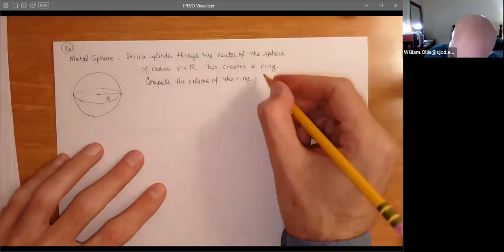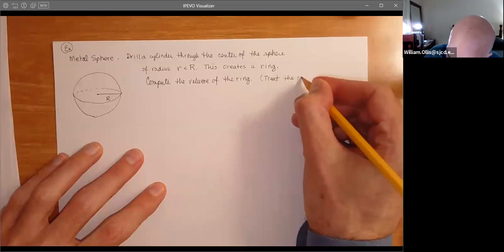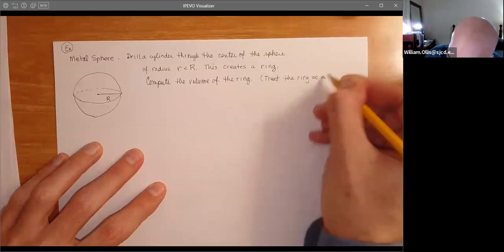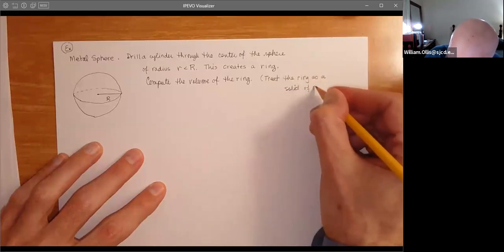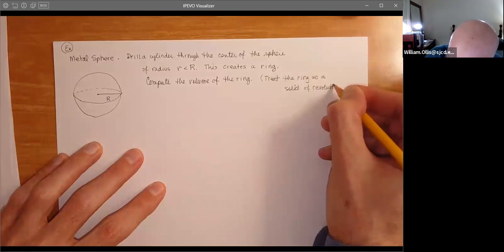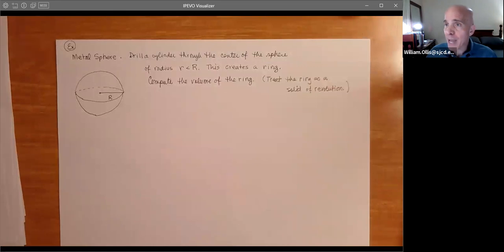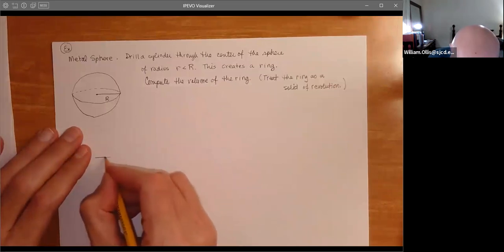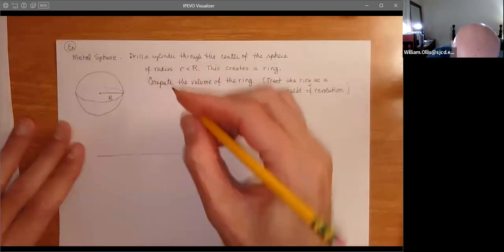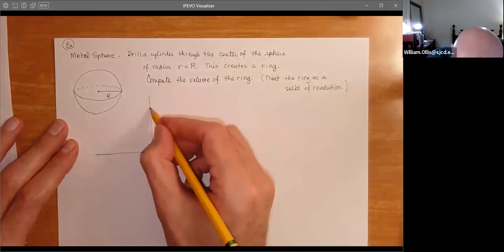So the key is treat the ring as a solid of revolution. Just like we know, the physics and the math fit together if we can get a nice model. So we can now think of this as a solid of revolution. So let's do a nice cross section of the metal sphere.